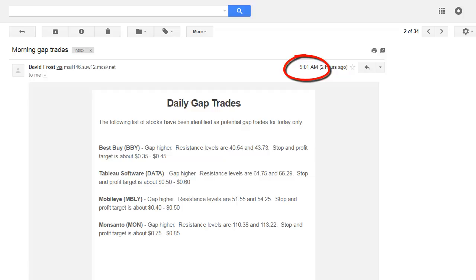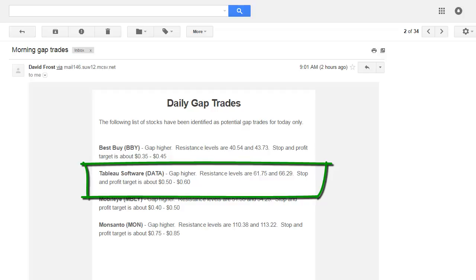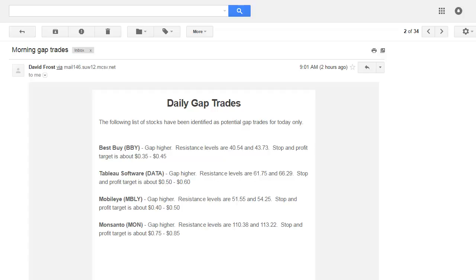This morning we had identified 4 potential gap trades: Best Buy, Tableau or Data, Mobileye, and Monsanto. Now the other 3 didn't hit the levels that I specified as the premier level where I had the best risk reward or the highest probability of success in having a price reaction in the other direction. But Tableau did hit a level. You can see here I say a gap higher, and the resistance levels are 61.75 and 66.29. You'll note the stop and profit target is about 50 to 60 cents.